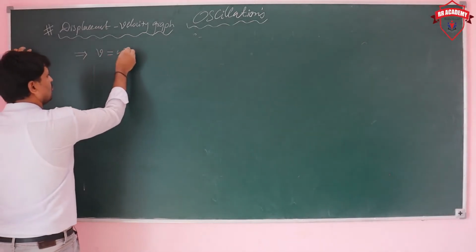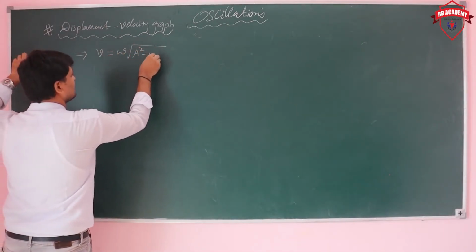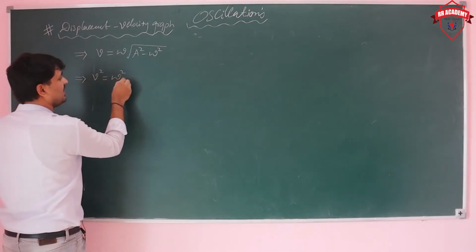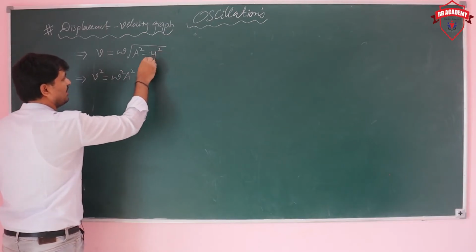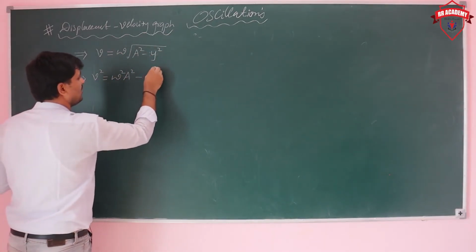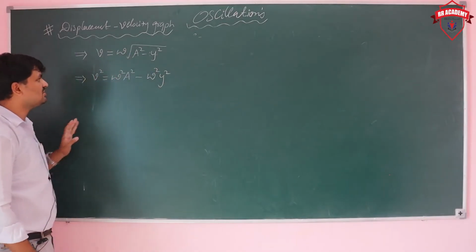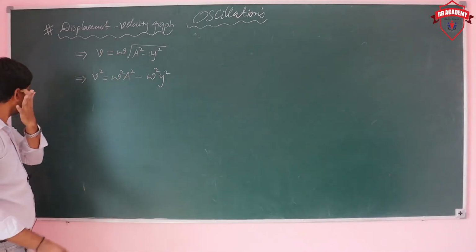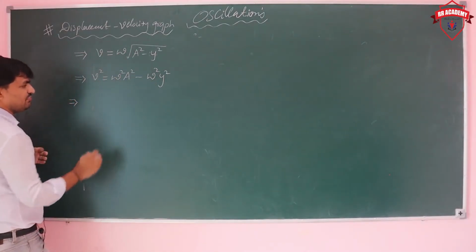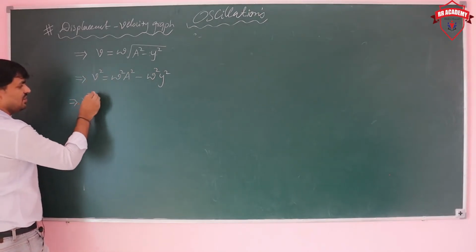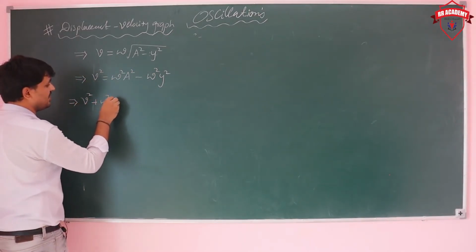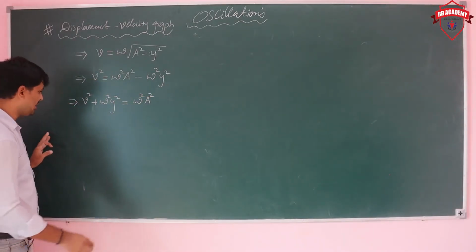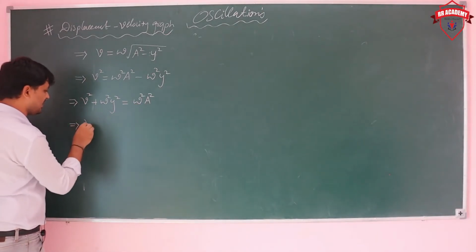Velocity v is equal to omega into under root a square minus y square. Then v square equals omega square a square minus omega square y square, just squaring on both sides and sending omega inside. Actually our requirement is the relation between these two, so that's why you can send it here. Then v square plus omega square y square is equal to omega square a square.